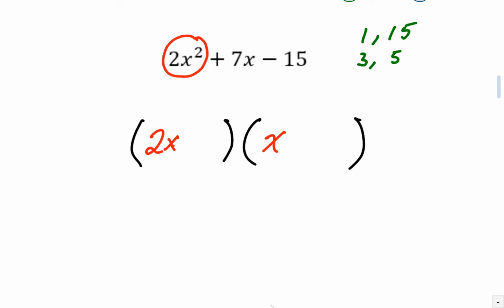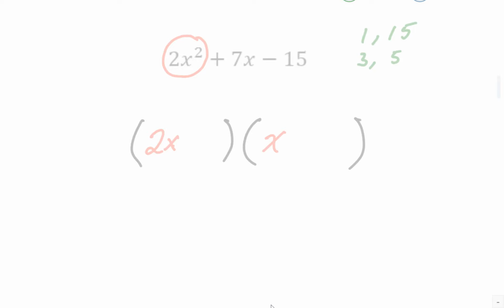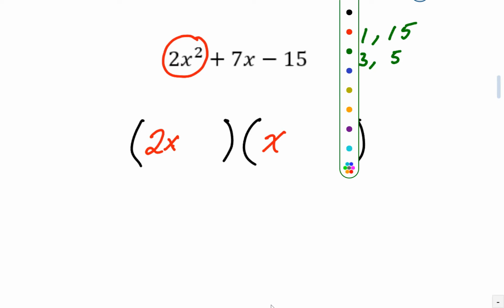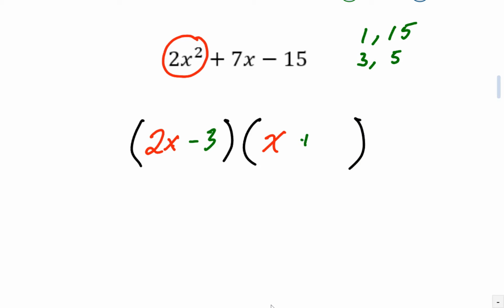Now this is where the guessing and checking, if you will, comes in. We could put the 3 in the first slot, 5 in the second. We can put 1 and 15. We could do 5 and 3. There's 4 possibilities here. And we also know that 1 has to be positive and 1 has to be negative. So I'm just going to guess. I'm just going to pick one. Let's do negative 3 over here, which would make this have to be plus 5.